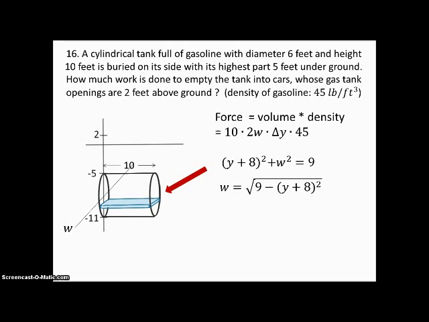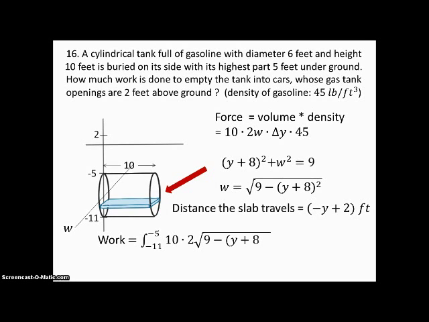Now the distance each slab travels is going to vary. The very bottom slab is traveling from negative 11 to 2, which would be 13, and the top slab is only traveling up 7 units. So somewhere in the middle, how far is it going to travel? Well, it's going to travel up whatever the y value is, only opposite of y because y is negative. So the distance the slab travels is going to be negative y, plus another 2 feet to get up to the cars, which are 2 feet above the ground.